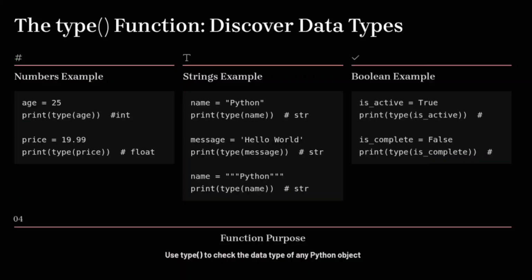So now you know that every data type has its own purpose. For numbers, we have integer and float. For text, we have strings. And for logical and conditional statements, we have boolean.